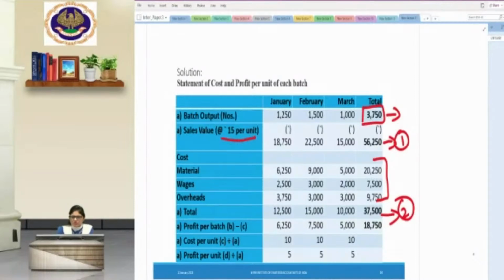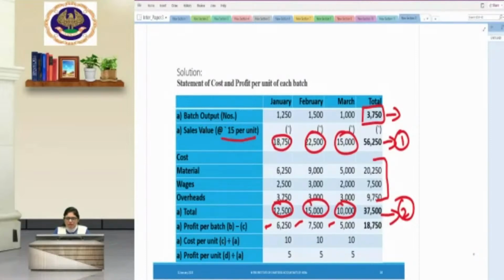Month-wise also. See, sales minus total cost, sales minus total cost, sales minus total cost. So we have the profit per batch. Profit per batch means per month here. Now cost per unit and profit per unit. Cost per batch also we have and cost per unit also.